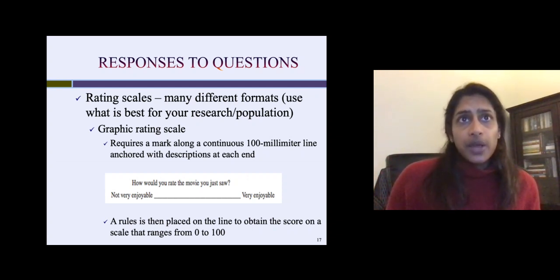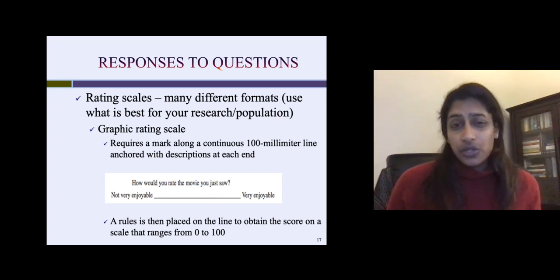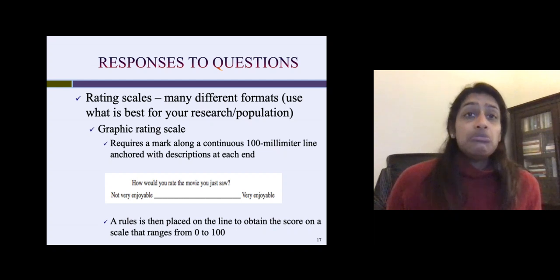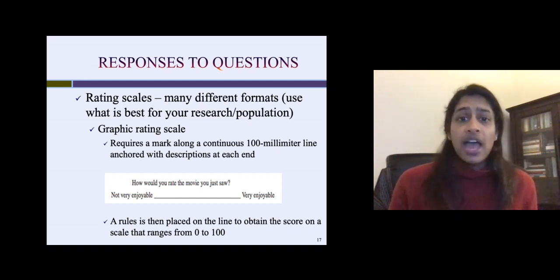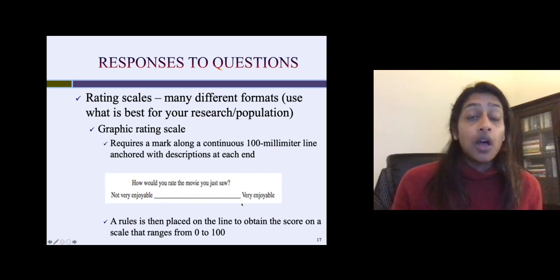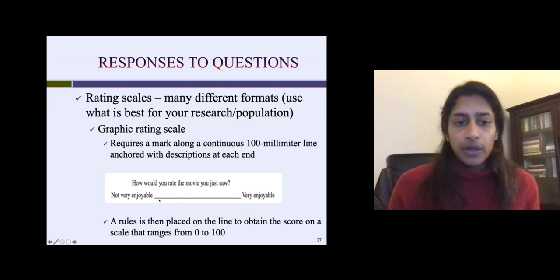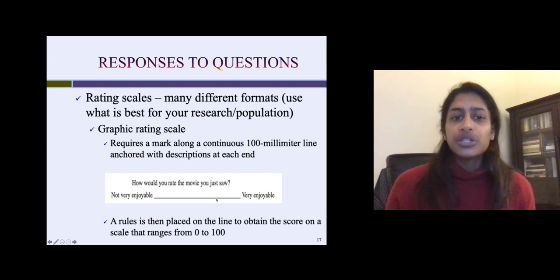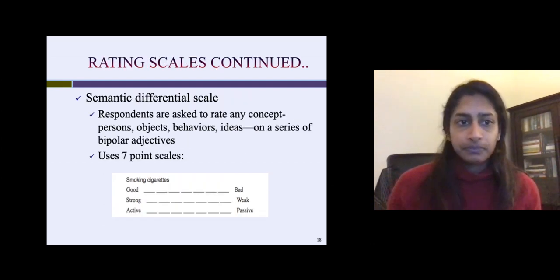When we use a rating scale, we can actually use different formats. Use what's best for your research population. Maybe you need to use some sort of graphic rating scale, and you have people mark somewhere along the line. So you say to them, how would you rate the movie that you just saw? And people simply put in a mark where they feel like they stand. Then you use a ruler to obtain the score. You rate them from 0 to 100.